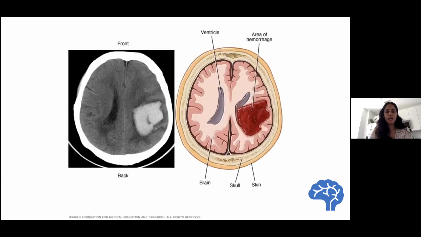So 60-year-old female presents with focal neurological deficits. Per patient, she's been experiencing headache, multiple episodes of vomiting. During examination, the patient starts seizing. You get a CT of their head, and this is what you see. What do you think is going on?